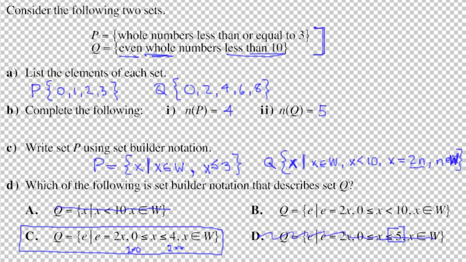And what did we say was wrong with this one? Oh, B, now they're saying x can go up to 10, but that would mean that this number can go up to 20, so that's way too big. C gets the seal of approval. That's a little bit nicer than what I did.